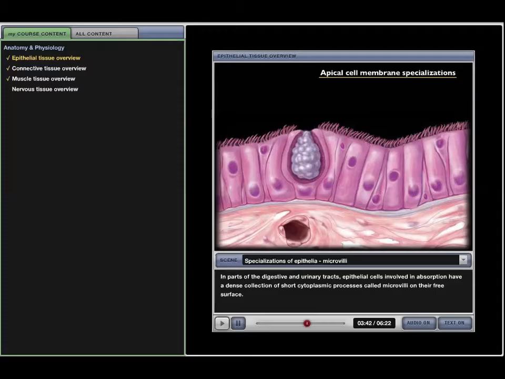For simple cuboidal and simple columnar cells, the height measurement is pretty straightforward. You'll simply measure the cells from the basal surface, here, to the apical surface, here. But measuring the height of a simple squamous epithelial cell is much trickier, because you first need to find a simple squamous cell in cross-section.